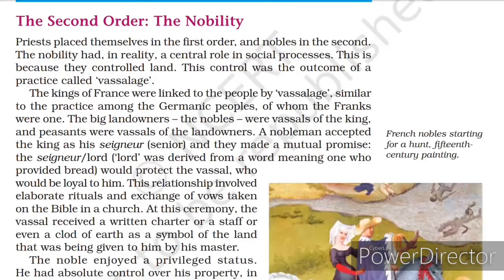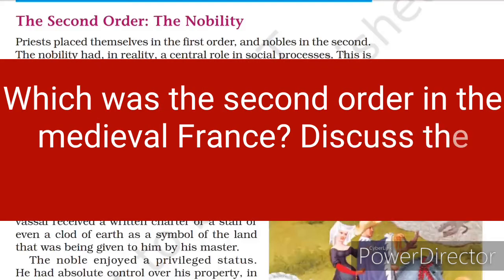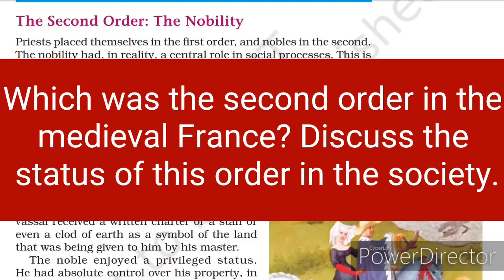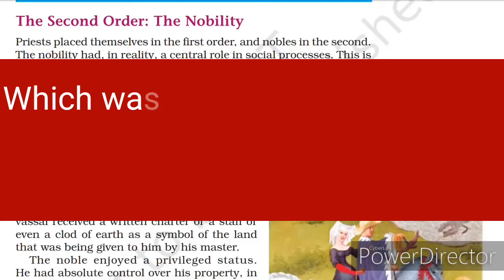The second order, the nobility. So this is the second order. As you can see, it's already written. The first order we just finished. Now let us see what this second order is. Take down a question. Which was the second order in medieval France? Discuss the status of this order in society. So let us see what this is all about.